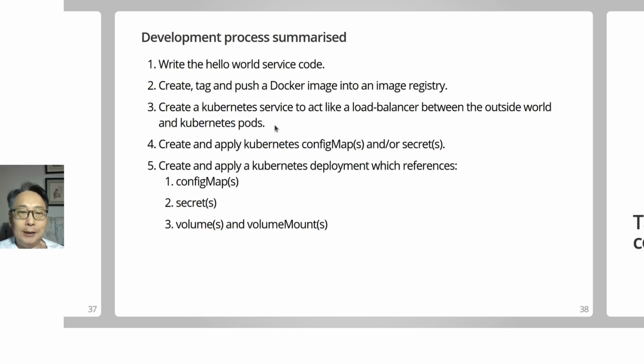We first create a Kubernetes service, which is like a load balancer. It connects the outside world to Kubernetes pods. But we don't use pods directly, we launch pods via deployments. We create and apply config maps or secrets to configure our deployment, which references all these things. We just talked about these 3 things, and we just talked about volumes and volumeMounts.